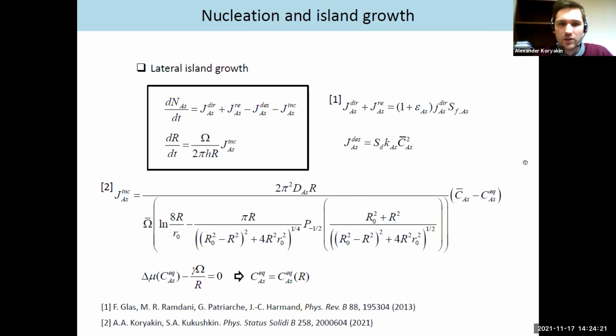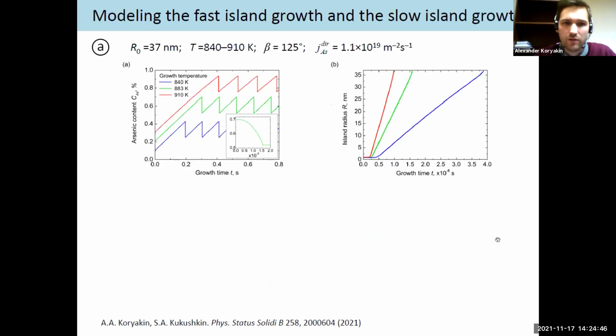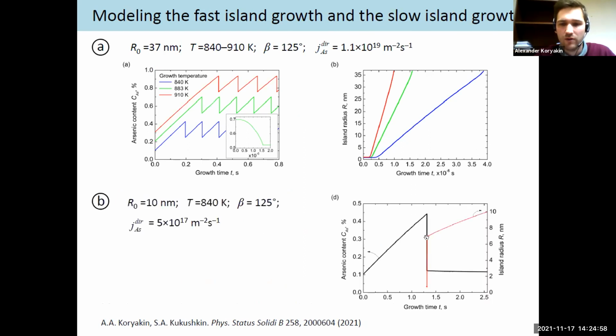At the island growth stage, we solve the material balance equation for arsenic together with the equation for island radius. We use expressions for arsenic fluxes obtained in this model and introduce our formula for incorporation flux. So this model allows us to imitate fast and slow island growth. Here are the results for gallium arsenide growth in a fast growth regime and in the combined growth regime.